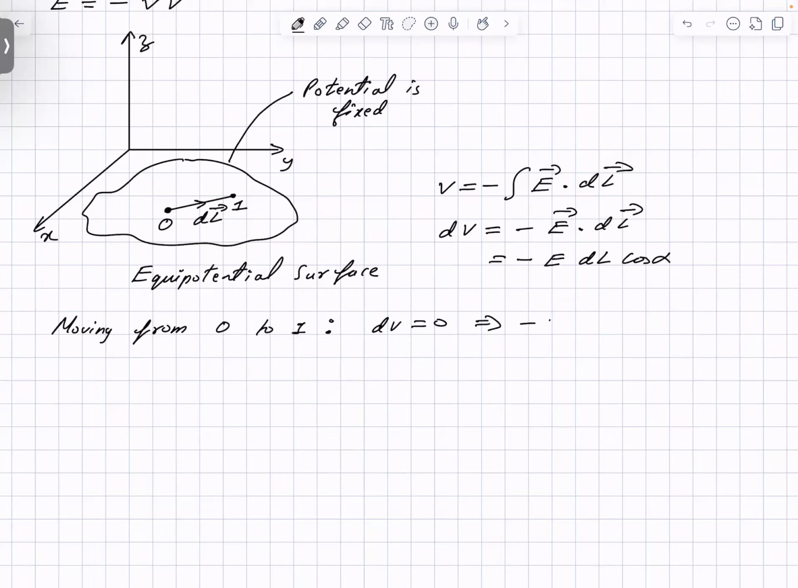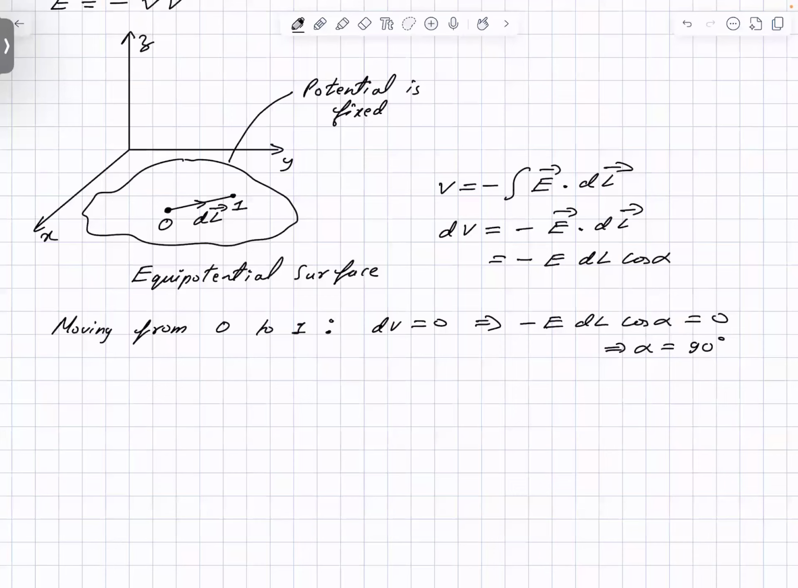In other words, we have minus E dl cosine alpha. If the left-hand side is 0, this also has to be 0. And the electric field intensity, the magnitude, let's say, is not 0, and similarly dl is also a non-zero quantity. So to make this product equal to 0, we must have cosine alpha equals 0, right? That means alpha must be 90 degrees. That means on this equipotential surface, the electric field intensity has to be perpendicular to that displacement that we are considering, and the displacement is within that surface.